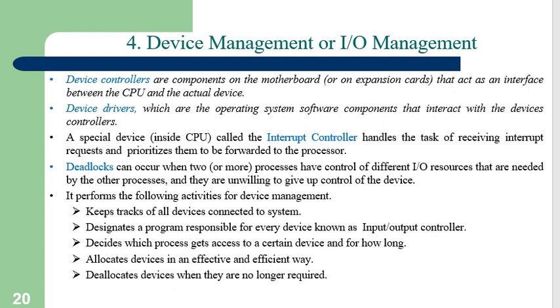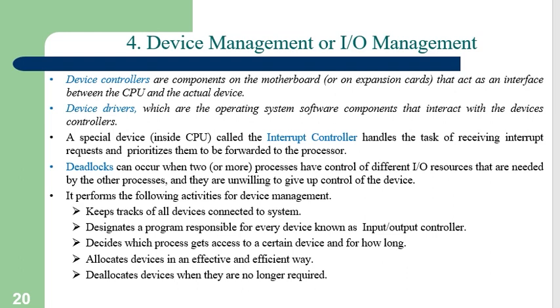And then deadlocks. Deadlocks can occur when two or more processors have control of different input output resources that are needed by the other processors, and they are unwilling to give up control of the device.